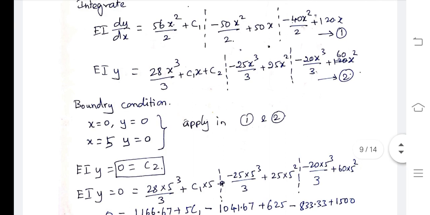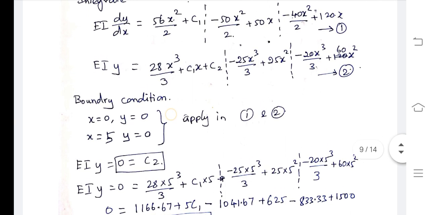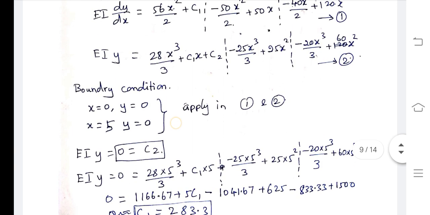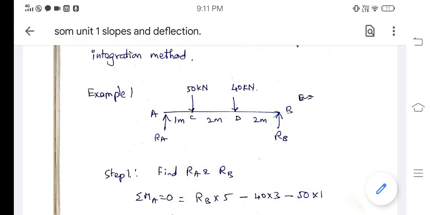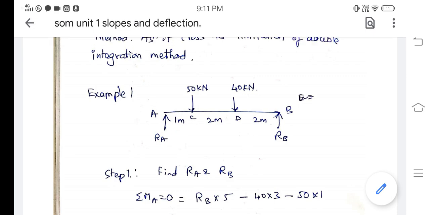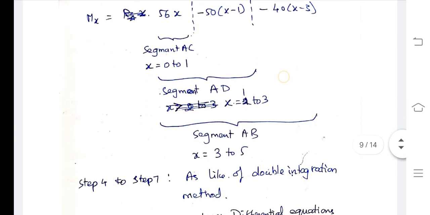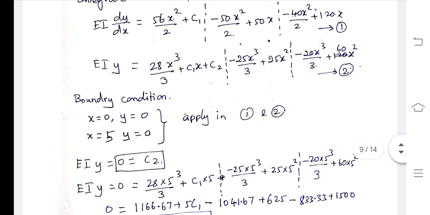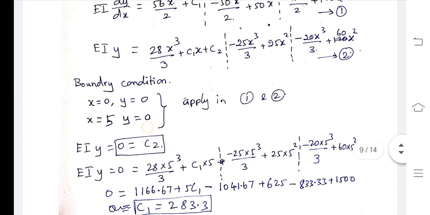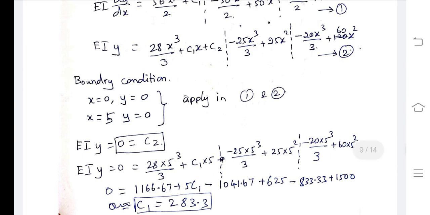So here x is equal to 0 and y is equal to 0, that is at point A. Then x is equal to 5, that is at the last end, at B, because 2 plus 2 plus 1, so totally it will be 5 meters. At B, y is equal to 0, because in Macaulay's method, for simply supported, you will have a small change in the boundary condition: when x is equal to L, y is equal to 0. But for double integration, you have to use x equal to L by 2, dy by dx equal to 0, but here it will be changing.